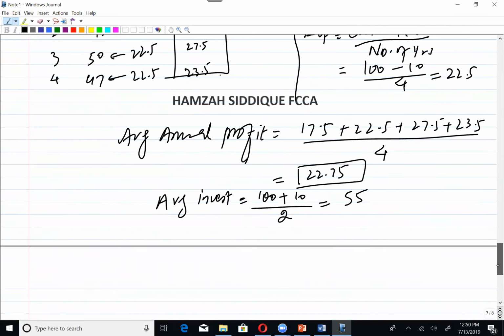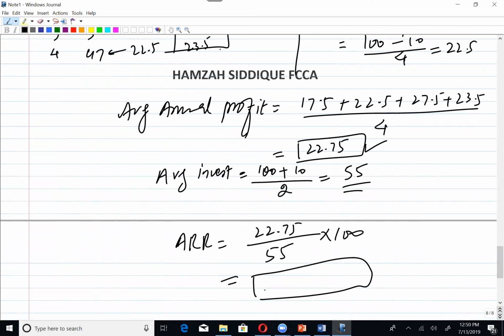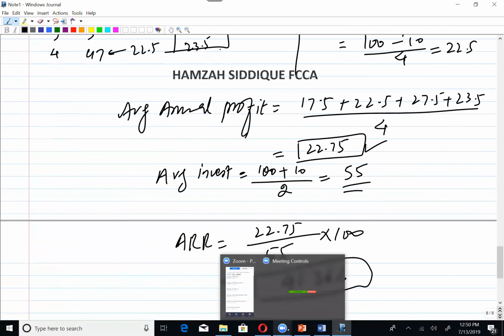So ARR will be like that. Estimated average annual profit 22.75, average investment 55, multiplied by 100. And here will be the answer, that is 41.636%.